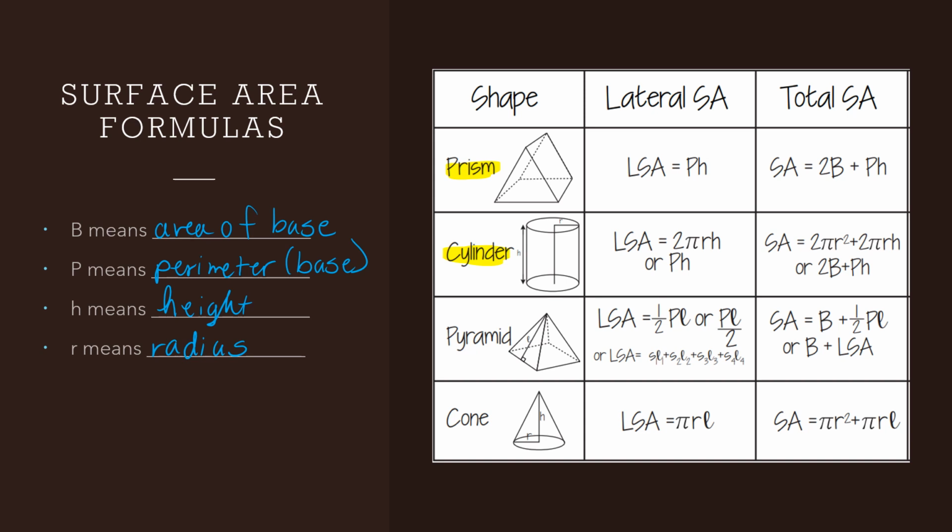Cylinder is the exact same thing, only we replace the P with your formula for circumference, because that's what is the perimeter of a circle. So it's 2 pi RH. And then surface area, same thing, lateral plus two areas of your bases. So 2 pi RH plus 2 pi R squared. Pyramids and cones we'll go over in another video.